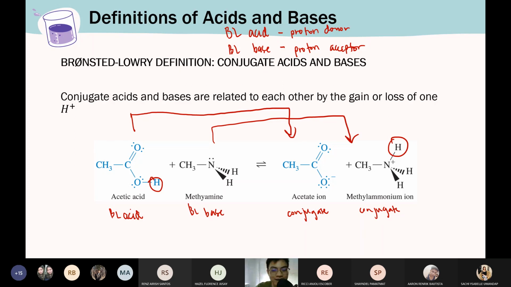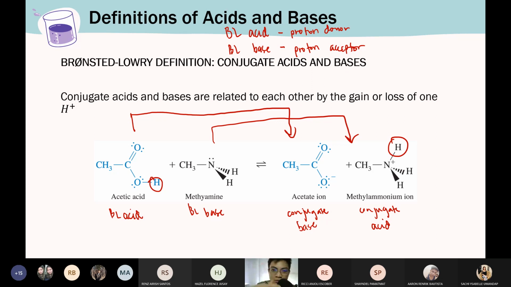Conjugate base, acetate ion. Correct. Okay? So, tama si Miriam. Okay? So, conjugate base, etong acetate ion. Okay? Meaning, the methyl ammonium ion is the conjugate acid. Okay? Ang ganun. Tandaan, pag sinabi conjugate, that is if baliktad yung reaction. Okay? Yun yung pinaka-idea ng term na conjugate.